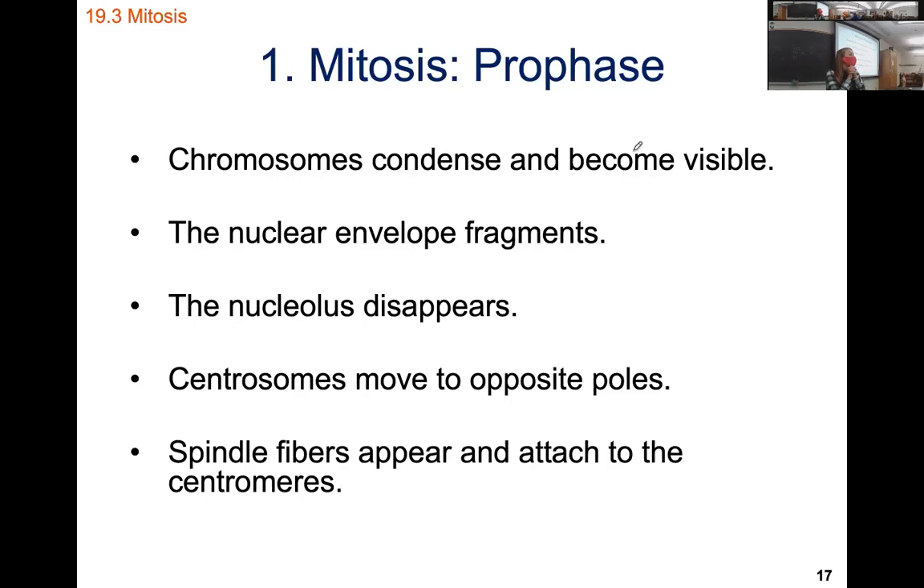The nuclear envelope fragments. So when you have a fragment of something, it just means you have a part of it, or it just kind of comes apart a little bit. So that nuclear envelope is the envelope that's around the nucleus. It fragments. The nucleolus disappears, and the centrosomes move to opposite poles of the cell. I'm going to show you in the next picture what that looks like. Those centrosomes, which are going to aid in those spindle fibers that are going to pull that cell apart, go to opposite poles of the cell. Then we can start to see the spindle fibers appear, and they attach to the centromeres.